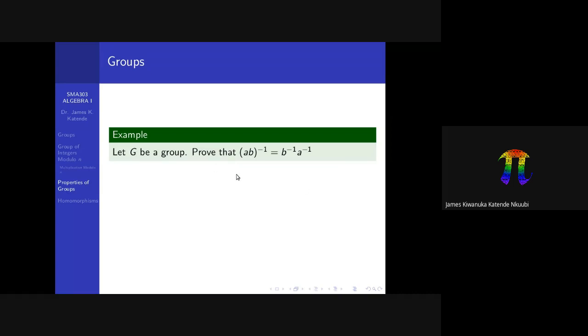So let's look at an example here. The example says, let G be a group, and we need to prove that the inverse of the product of A and B is equal to the product of B inverse and A inverse in that order. So you reverse the order of B and A, B inverse and A inverse. So the inverse of the product AB is the same as B inverse, A inverse.